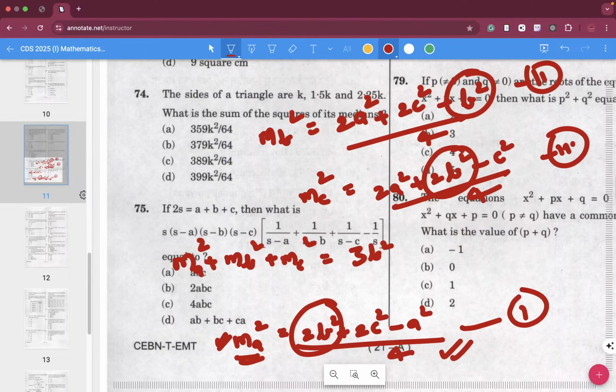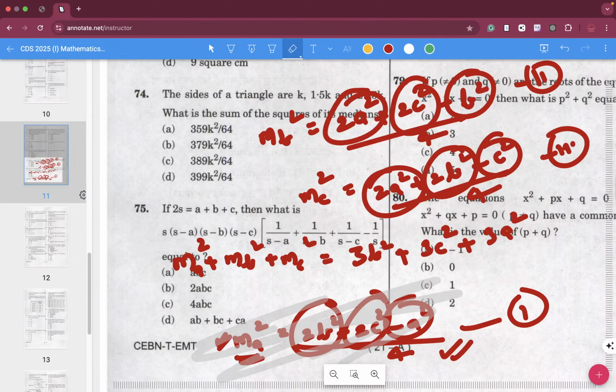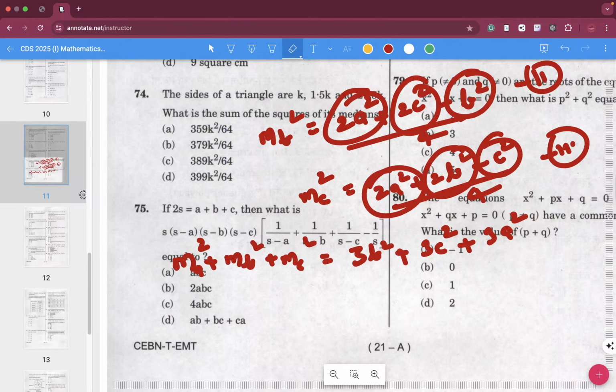So let's just write down 3 times B square. How about C square? 2C square, 2 to 4C square minus 1, which means plus 3C square, and over here 2A square, 4A square, minus A square, which means 3 times A square. And over here it will be divided by 4, because 4 is there over here, and this particular stuff will be divided by 4.